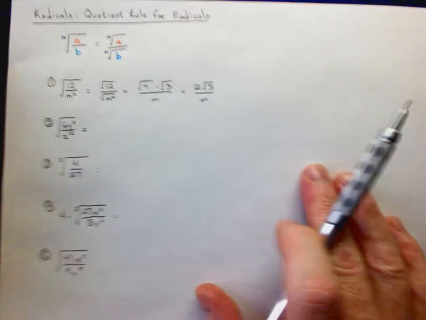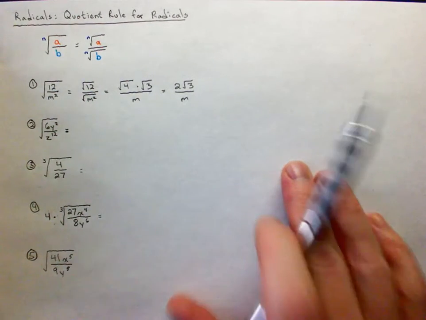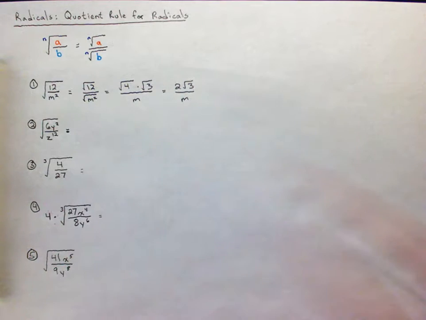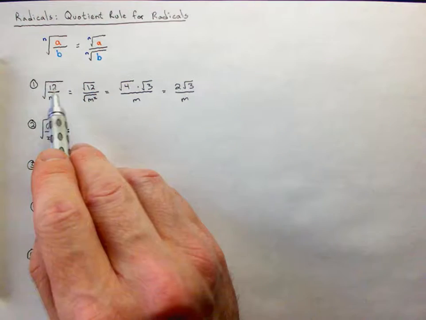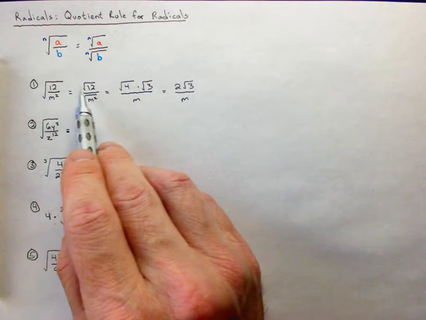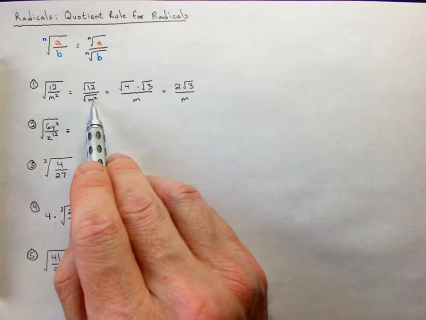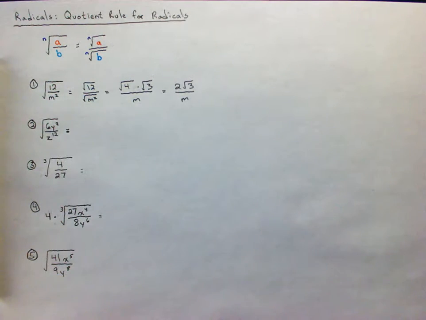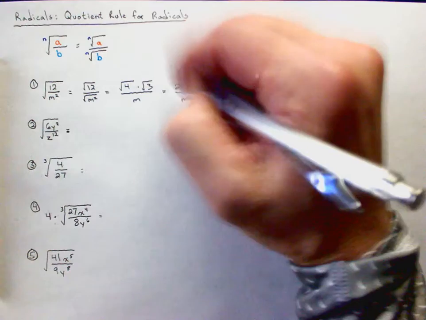Let's look at another set of examples. This one I'm going to take the fraction and break it into two radicals. So for my first example, I rewrite the square root of 12 over m squared as the square root of 12 over the square root of m squared, and then solve. And that is my simplified answer.